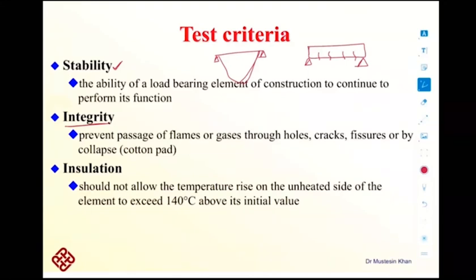And the final criteria is the insulation. Suppose you are heating your beam from the bottom, the fire is being applied at the bottom, and the top surface is unexposed. You are not applying any heat to the top surface. So the temperature at the top surface should not exceed 140 degrees Celsius. And if it exceeds 140 degrees Celsius, then you assume that your structural member has failed in the insulation. The insulation which you provided around it has failed. And if one of the criteria has been met, it means you need to stop the test and you consider that your member has failed.